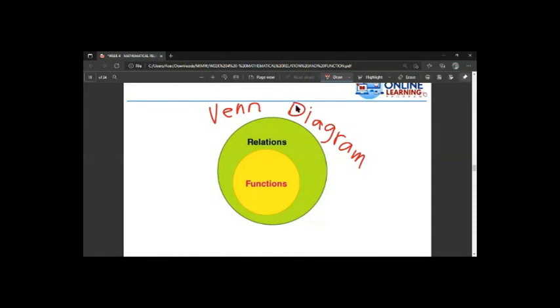But not all relations are function. So merong exclusive group inside the relation yung function. So hindi ka basta-basta makakapasok sa function if hindi mo masatisfy yung first condition. Dapat yung first element is not repeated. That's it.